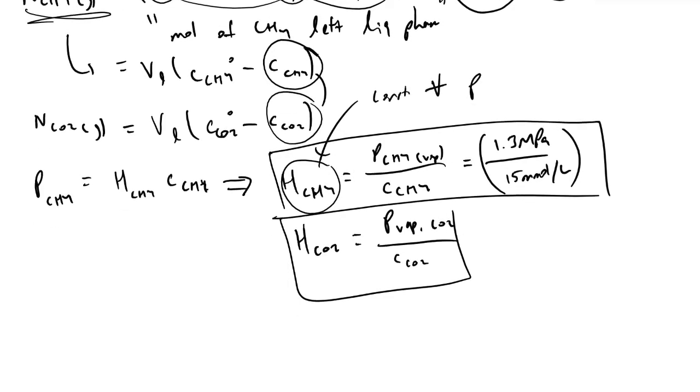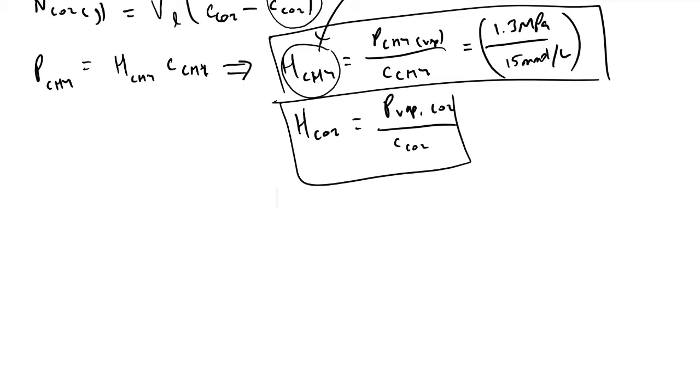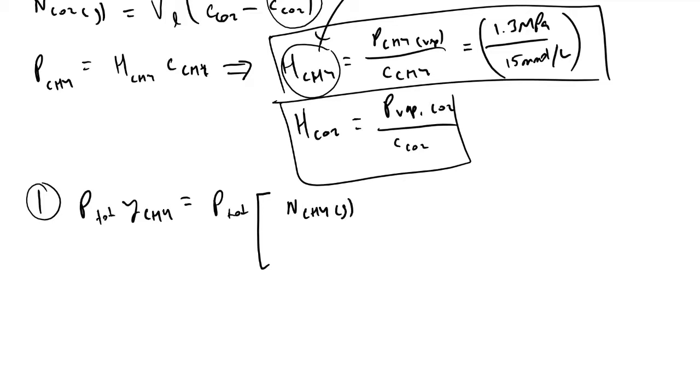And we're going to now begin to build our two equations to solve for our two unknowns. So the first equation we're going to turn to tells us that P total times the mole fraction of methane will be equivalent to P total times, and we defined previously what Y_CH4 was. That was the number of moles of methane that exist in the gas phase divided by the total number of moles in the gas phase. So the moles of methane in the gas phase plus the moles of carbon dioxide in the gas phase.